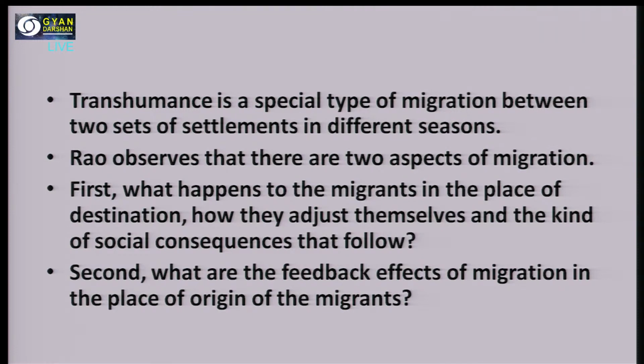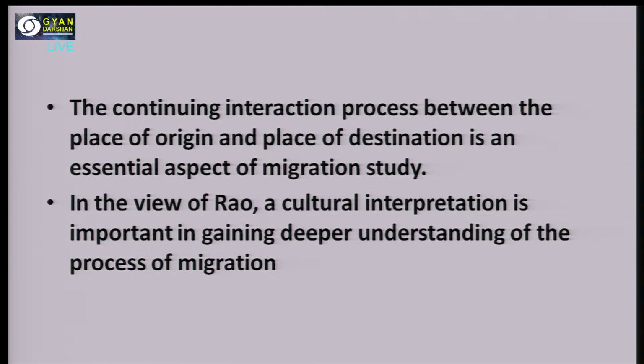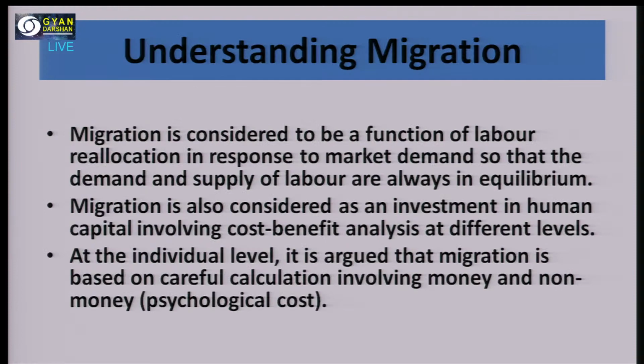First, what happens to the migrants in the place of destination, how they adjust themselves, and the kind of social consequences that follow. Second, what are the feedback effects of migration in the place of origin of the migrants. Now, the continuing interaction process between the place of origin and place of destination is an essential aspect of migration study. In the view of Rao, a cultural interpretation is important in gaining deeper understanding of the process of migration.